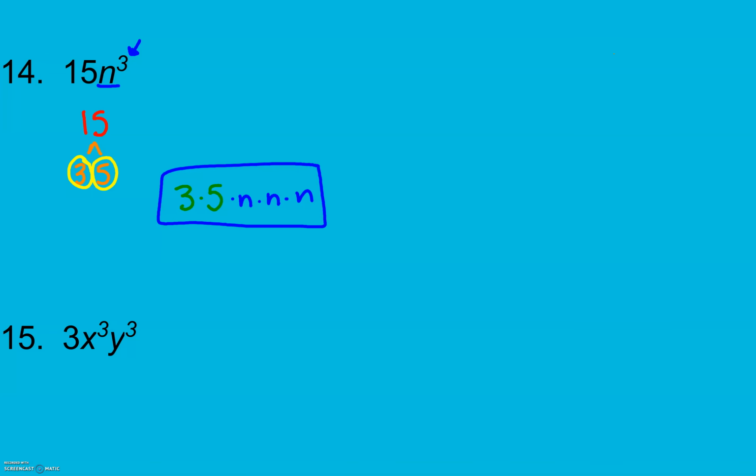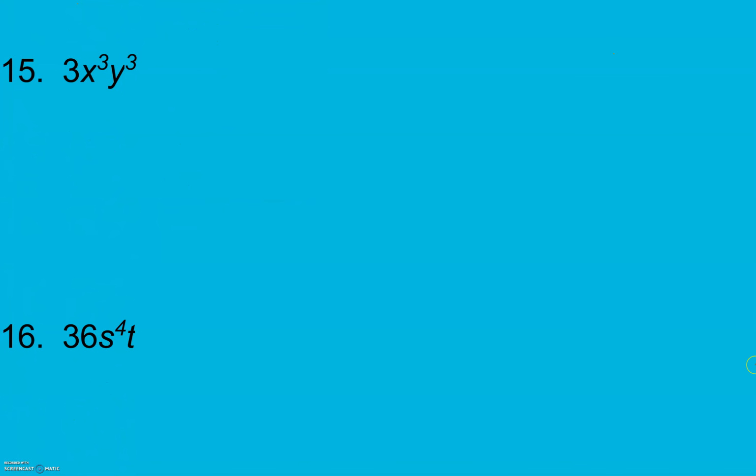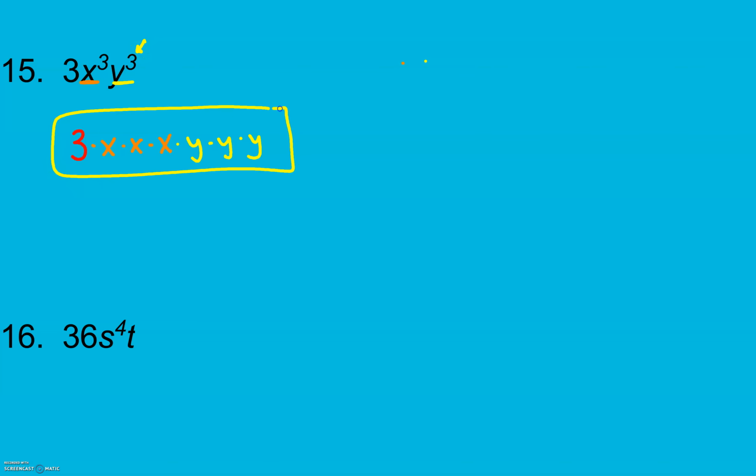For 15, if we look, 3 is already prime. So now I can go right to my variables. x times itself 3 times. Then I take y times itself 3 times. Base times itself, exponent number of times. Factored form.